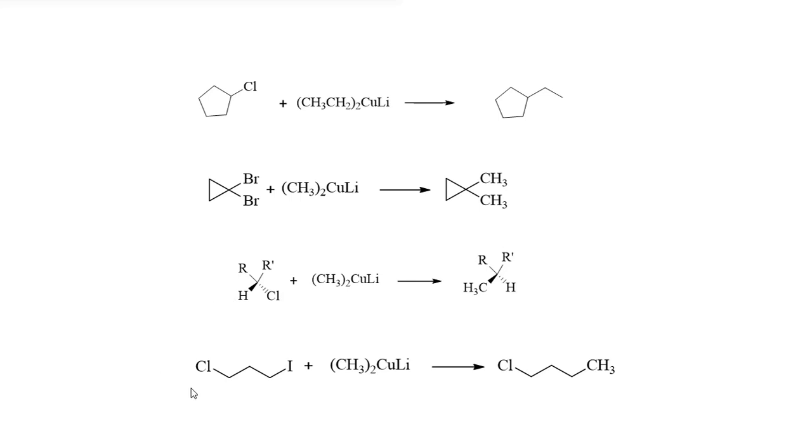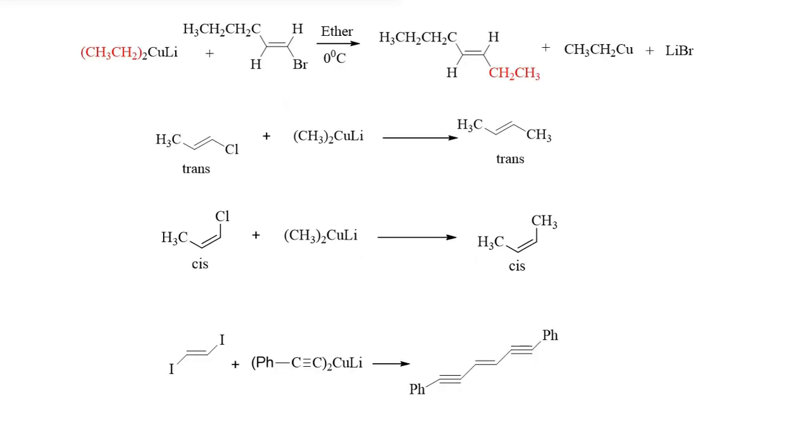Then in this next case, there are two halide ions, chloride and iodide, in this molecule, in which iodide is a good leaving group compared to chlorine. That is why when it reacts with lithium dimethyl cuprate, iodide gets replaced instead of chlorine because it is a good leaving group, forming chlorobutane. As we discussed earlier, Gilman's reagent can react with vinyl halide also, replacing halide of vinyl halide.